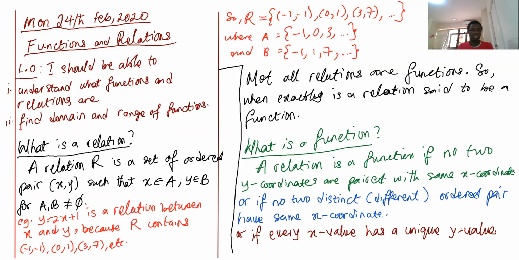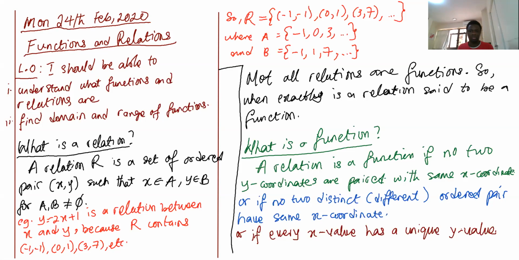Now, when is this relation said to be a function? If for every x, there is a unique y. That is, if you have 2, the y is different from when you have a 3. Remember, a unique y for every x. We are not saying a unique x for every y. We're saying a unique y for every x. So you pick an x, there is a unique y. You pick another x, there is a unique y.